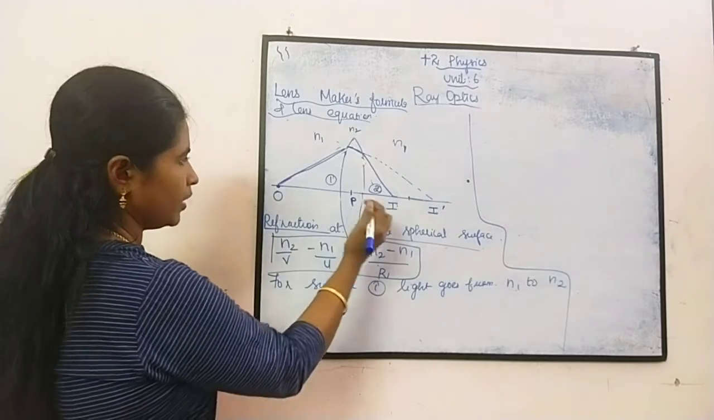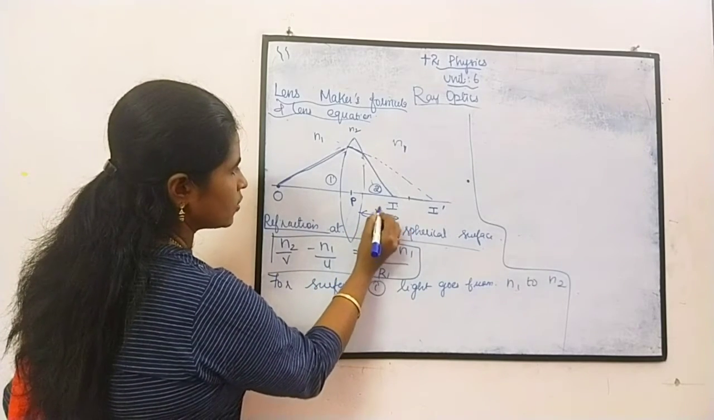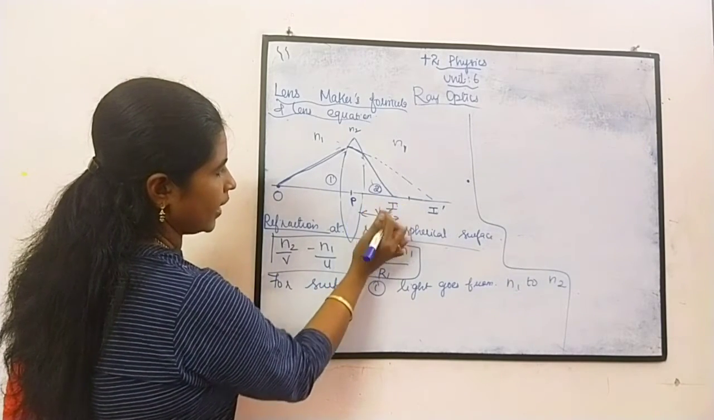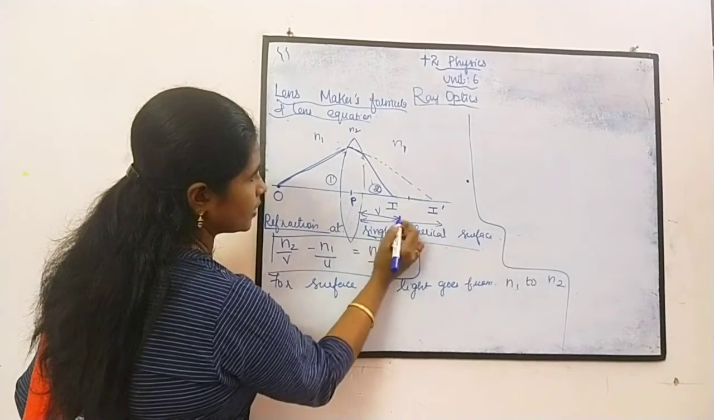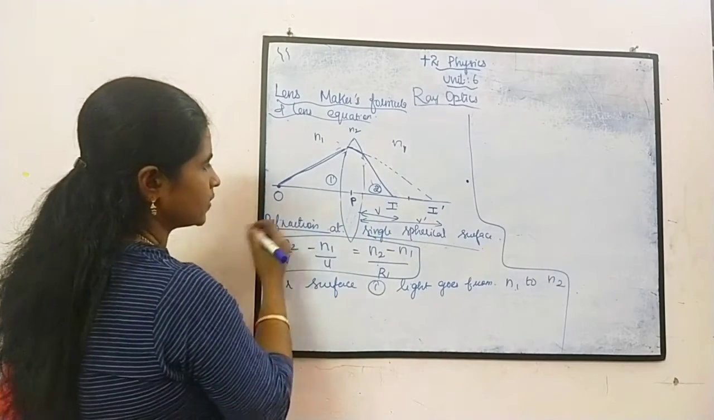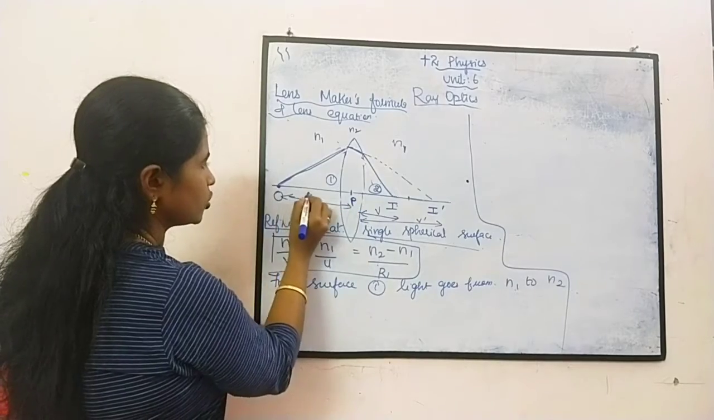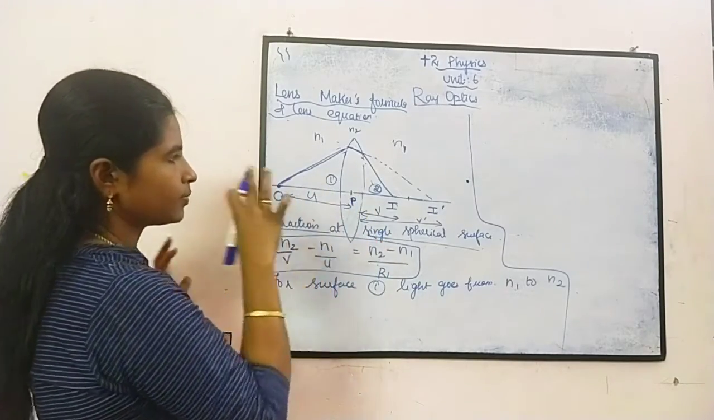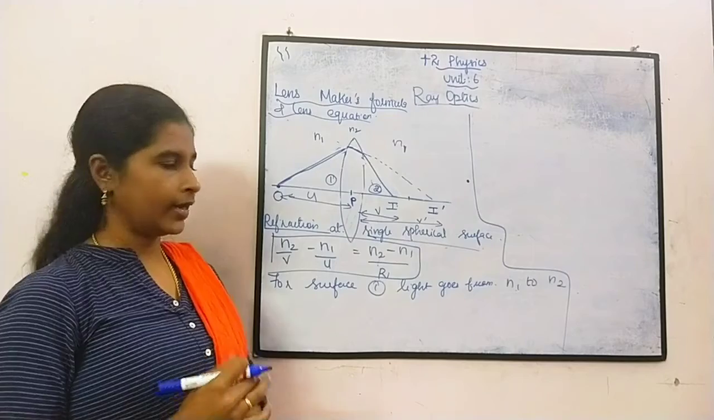What is meant by V? V means the image distance. For this one the image distance we can take as V dash. Object distance we will take it as U. The distance from the center to the pole is called the radius, that we know.